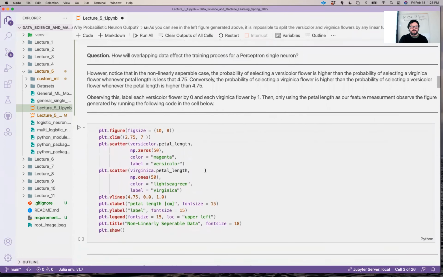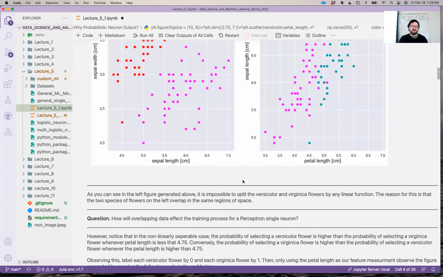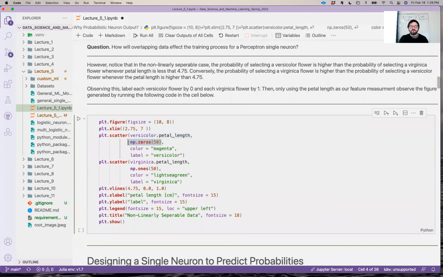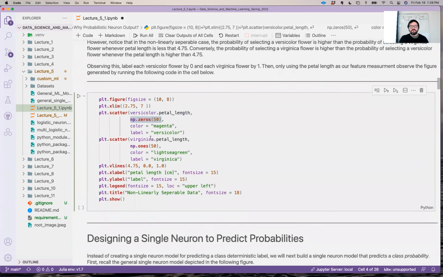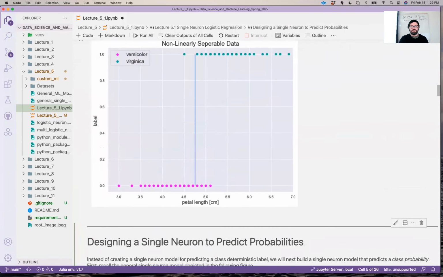So let's look at this plot here. I'm using regular scatter, there's no subplots here. I'm scattering versicolor petal length, which was the X measurement up here on the right-hand figure, and I'm going to give those labels 0. So all of those are labeled 0. And then Virginica, scatter petal length, but now the Y values would be 1 for each of those values. And then I make a vertical line just to illustrate a point. And let's just look at that. Okay.